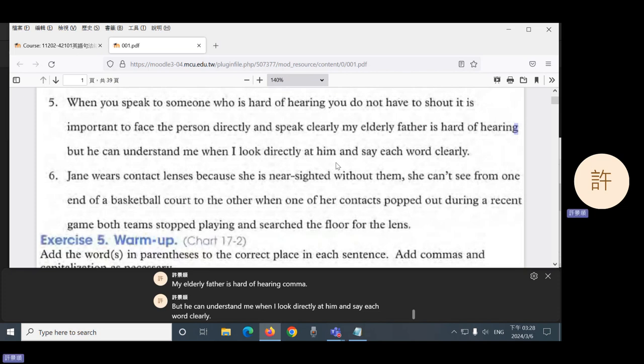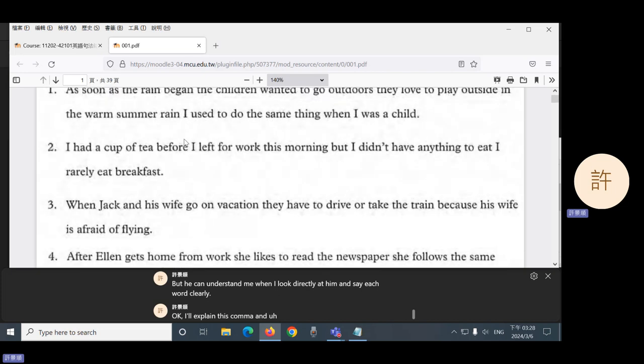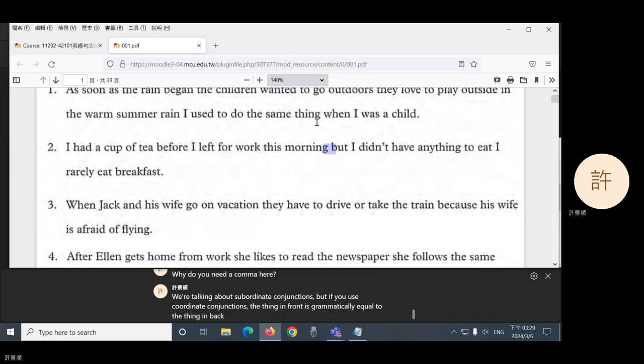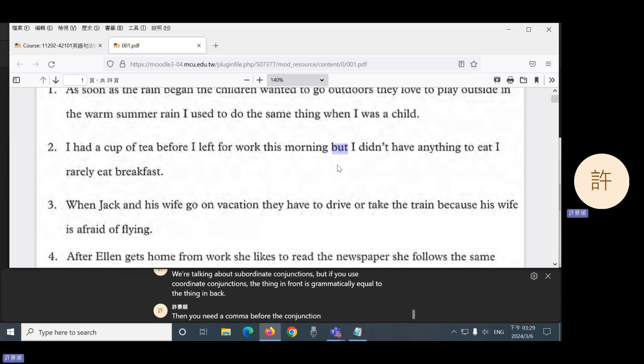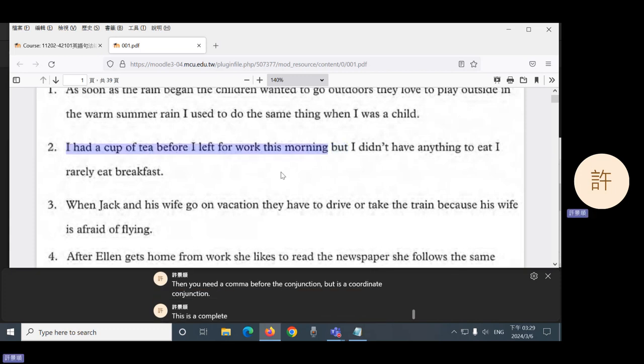Okay, I'll explain this comma and the previous one. Where is it? Here, this comma. Why do you need a comma here? We're talking about subordinate conjunctions. But if you use coordinate conjunctions, the thing in front is grammatically equal to the thing in back, then you need a comma before the conjunction. But is a coordinate conjunction. This is a complete sentence.